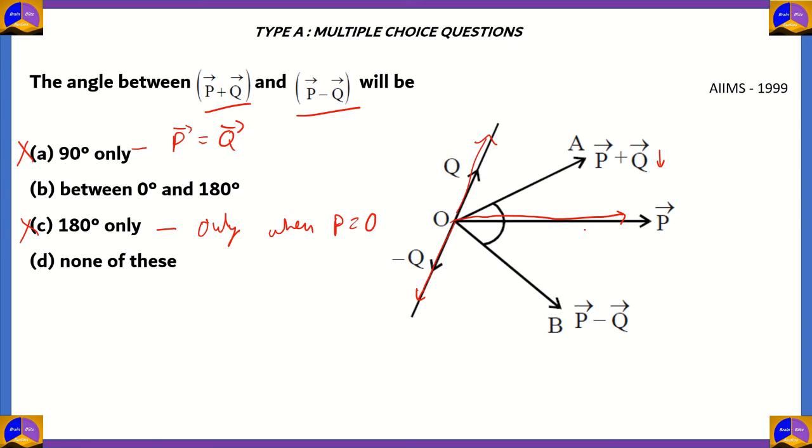So therefore, the right answer will be between 0 degrees and 180 degrees, because if both of these are at P, then the angle between them is 0 degrees. If both of these are equal to Q and minus Q, then the angle will become 180 degrees. So the right answer is option B. Option D is incorrect because this condition, option B, is true.